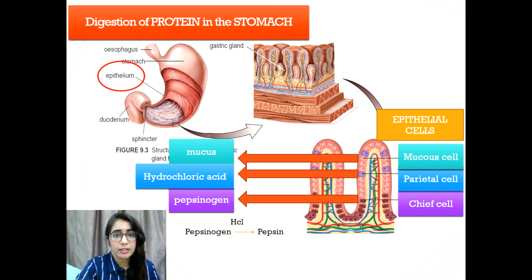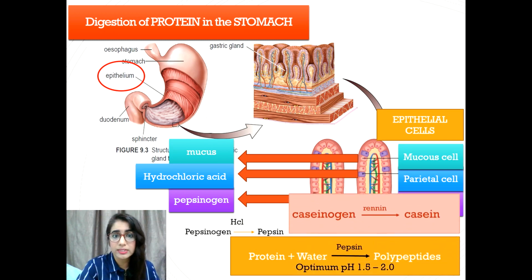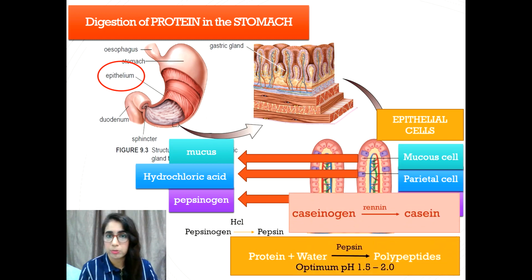Now, pepsinogen is an inactive enzyme that is activated by hydrochloric acid to become pepsin. Then pepsin will hydrolyze protein into polypeptides. We also have renin, one of the gastric juices secreted by the gastric glands, which helps in coagulating milk and also converting caseinogen, a type of soluble protein, into casein, an insoluble protein. Right?